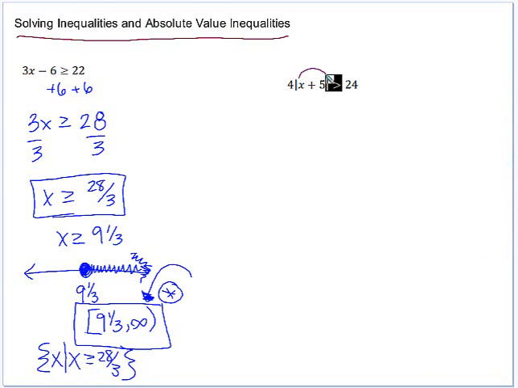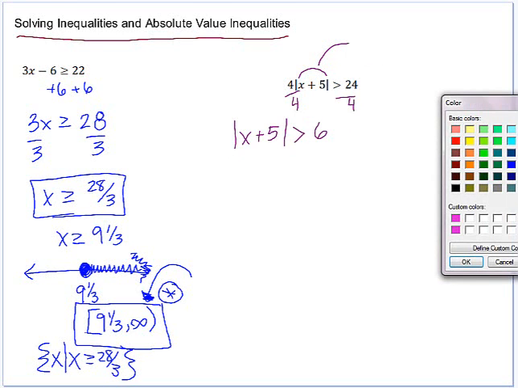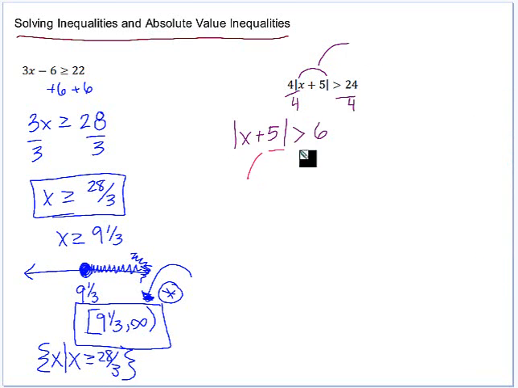Second problem, now we have an absolute value in there. So 4 times the absolute value of x plus 5 is greater than 24. So we're going to have to divide by 4 first. Then we have the absolute value of x plus 5 is greater than 6. And once again, we can take this absolute value and split it up into its 2 separate components.